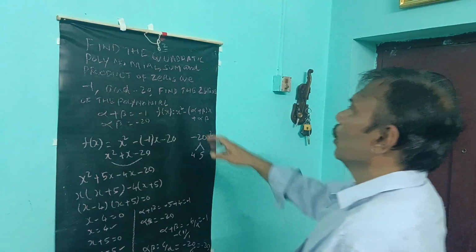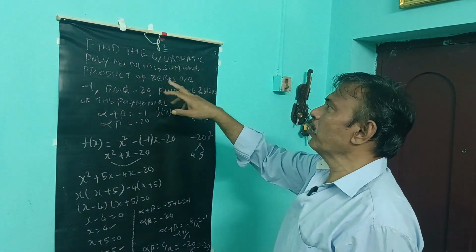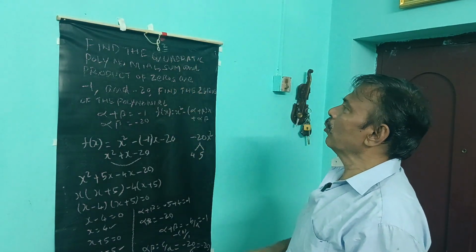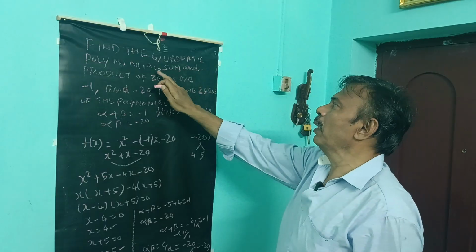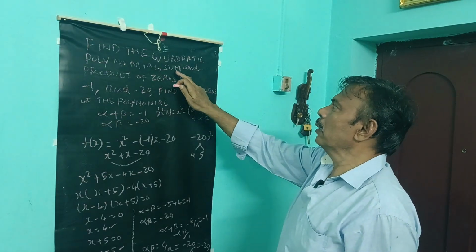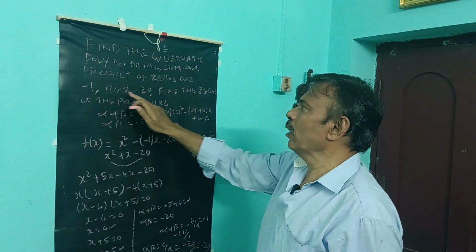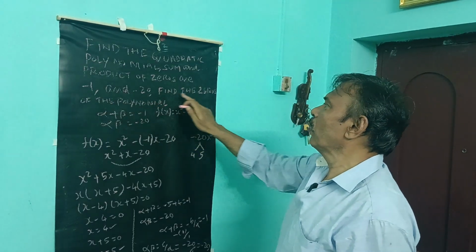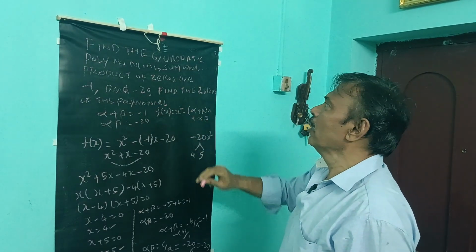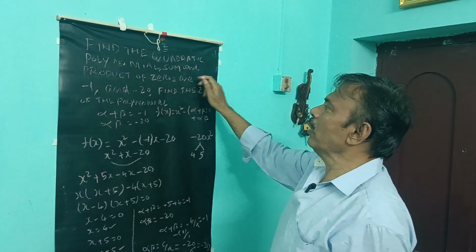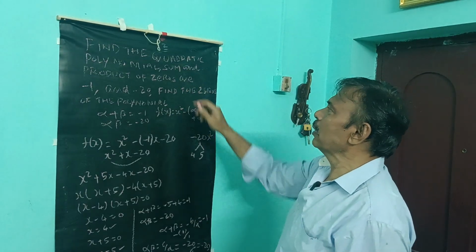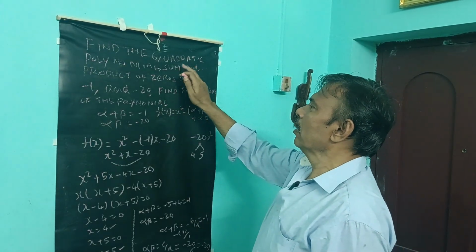Here is another kind of problem. Find the quadratic polynomial where the sum and product of the zeros are -1 and -20. Find the zeros of the polynomial. First, they have given the zeros, that is, the sum and product.